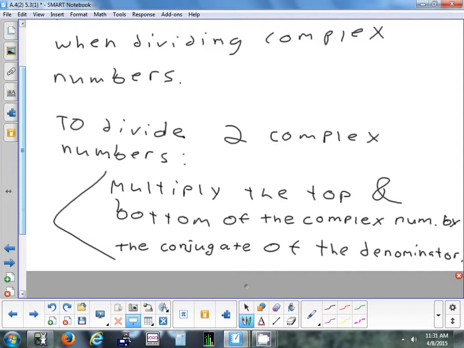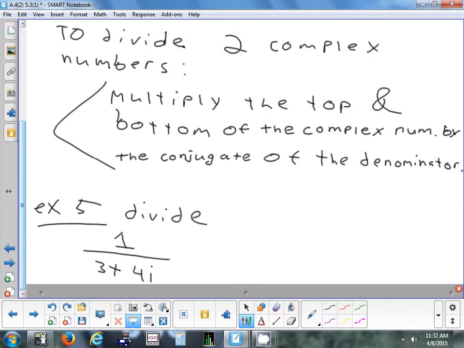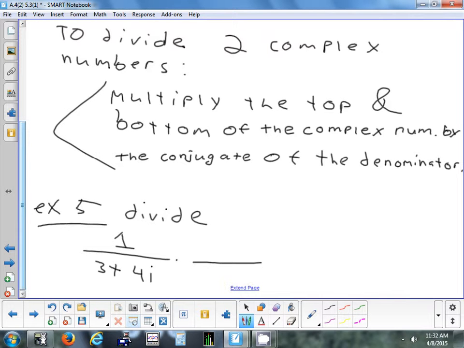So first thing you have to do is look at the denominator, identify the conjugate. So that's the part you have to know how to figure out a conjugate. And then we're going to multiply top and bottom by the conjugate. Okay, so here's an easier one to start. Real number in the top, complex number in the bottom. All right, so to divide it, we're going to multiply top and bottom by the conjugate of the denominator. What's the conjugate of the denominator?